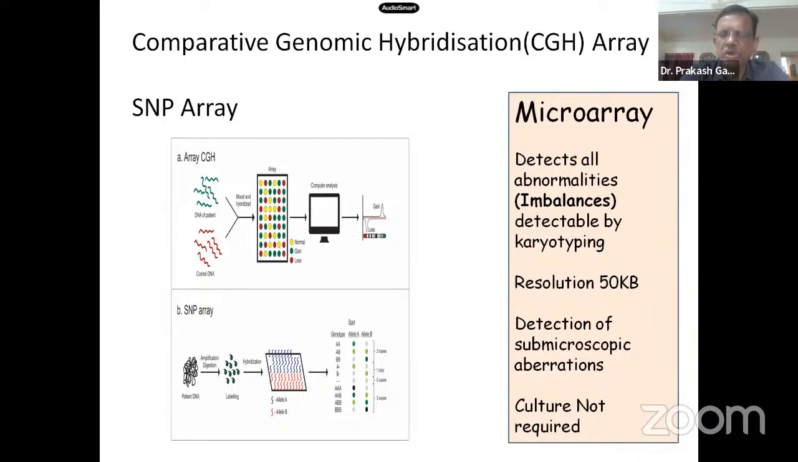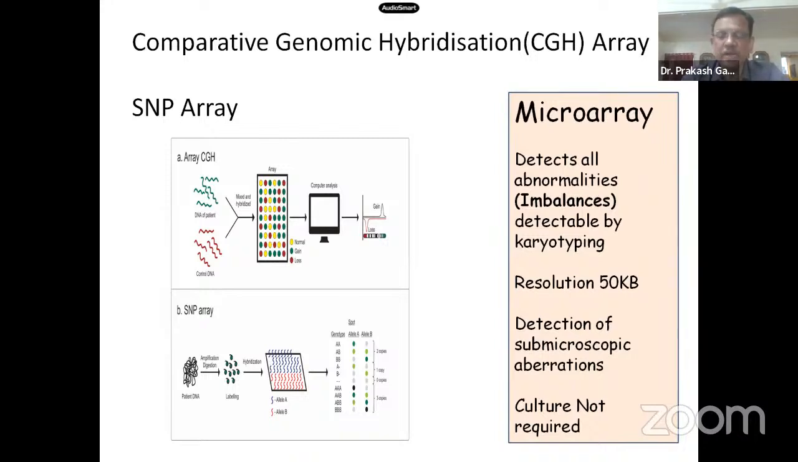It can make out the small changes, but it can make out only the imbalances. It cannot actually make out the balanced ones. So for imbalances, you can say that microarray is the test of choice. But if you want to make out balanced structural rearrangements, then karyotype is the test of choice.